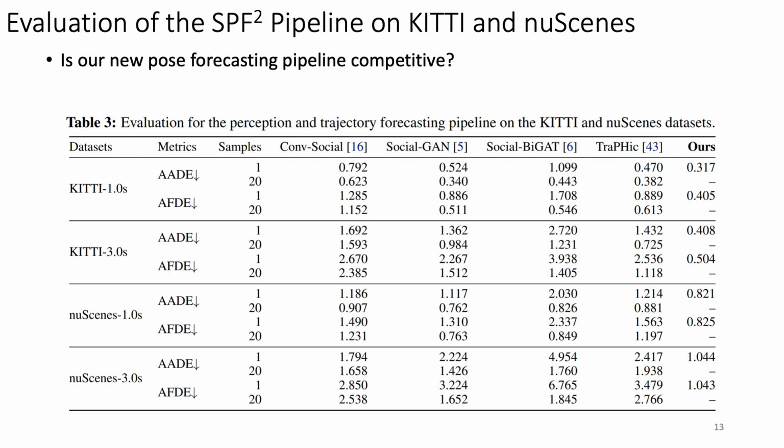Next, we evaluate our new post-forecasting pipeline, which uses the SPF Net in the first step, trained with a large amount of unlabeled point clouds. We can see from the results that our new pipeline outperforms the conventional pipeline using various trajectory forecasting methods.